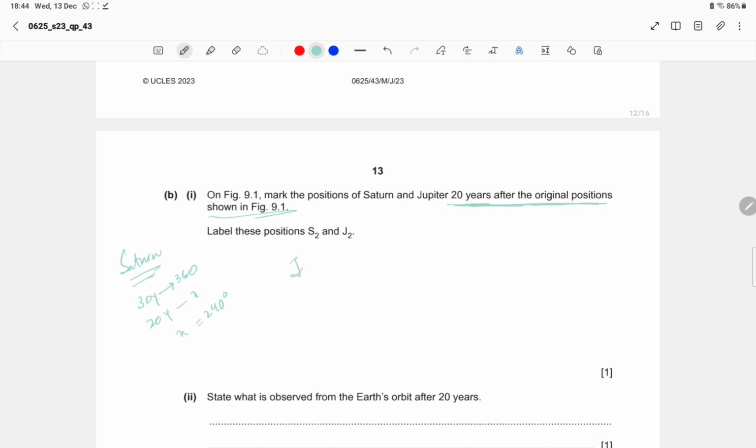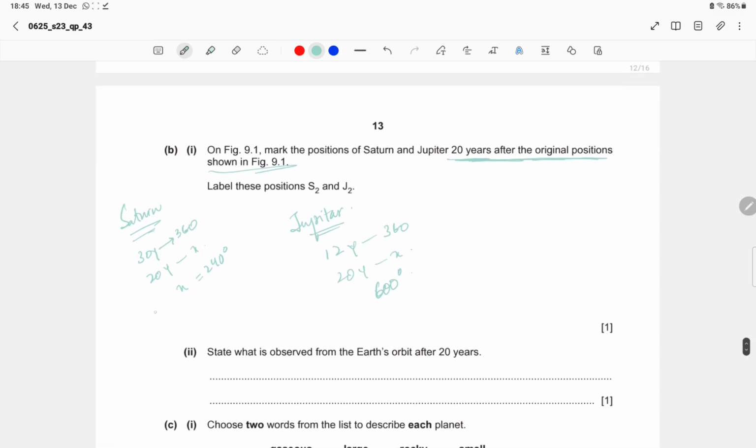For Jupiter, 12 years is going to be 360, and 20 years is going to be x. So it's going to be 600 degrees. Now how are you going to do this for Saturn? If this is the circle and this is the position, it's going to be this position. It's going to be this angle which we are looking for.